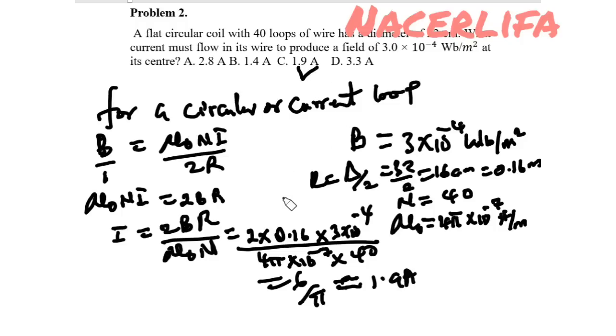So this is the current that must flow in the wire to produce this magnetic field at its center.